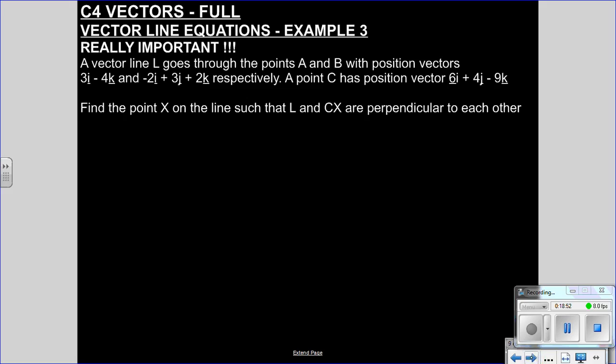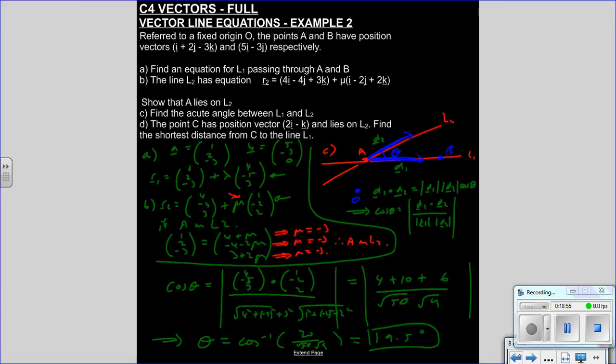because we've got another example here, we're going to do the other example in class, I suppose. Let's do this part D. So part D says the point C has position vector 2i minus k and lies on L2. So L2 is here, and C, don't know if I'm accurate with my diagram, but it really doesn't matter. Find the shortest distance from C to the line L1. I hope you can see what's going on here.